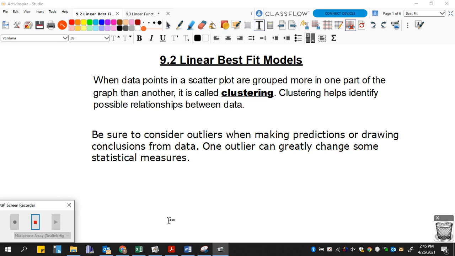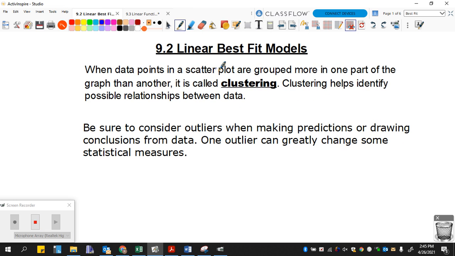All right, in this lesson, we're going to talk about linear best fit models. Remember, a linear equation talks about a straight line, and the best fit part is basically a straight line that best fits all of the data in a scatter plot.